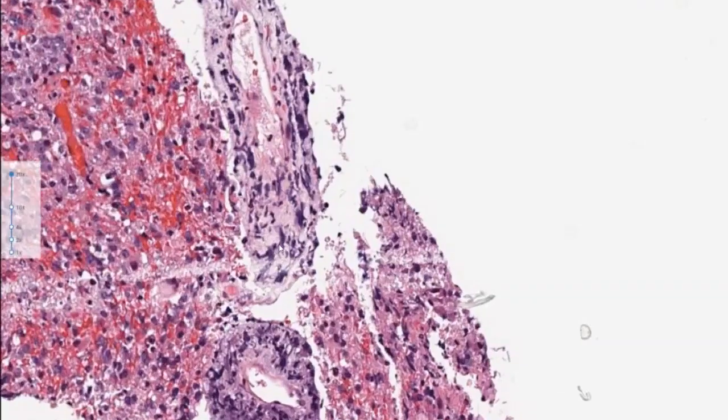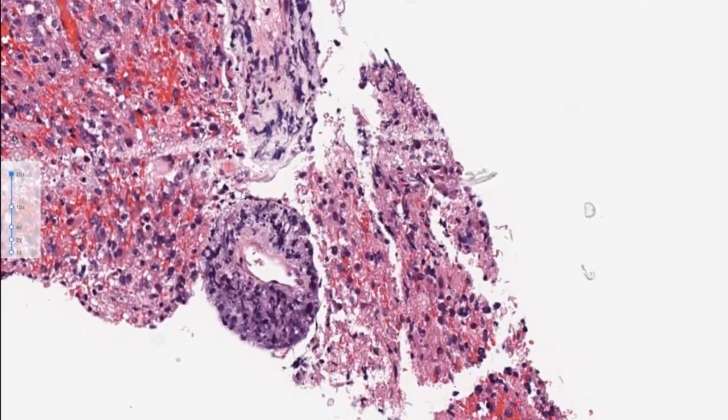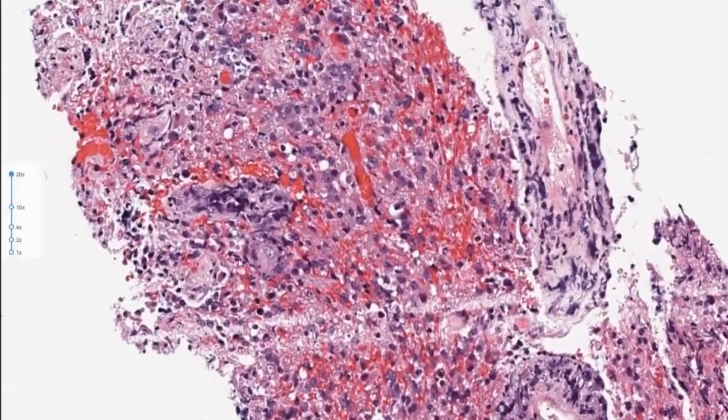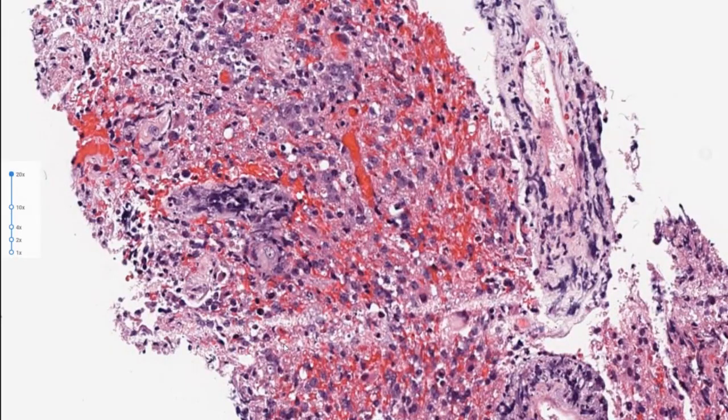And some areas like this really should raise your suspicion. You have this cuff of cells that are really larger than your typical perivascular lymphocyte. So this is concerning. Here are more areas in which you have more patchy involvement. But again, the angiocentric pattern is very typical of this. It's important, something to really have in mind.